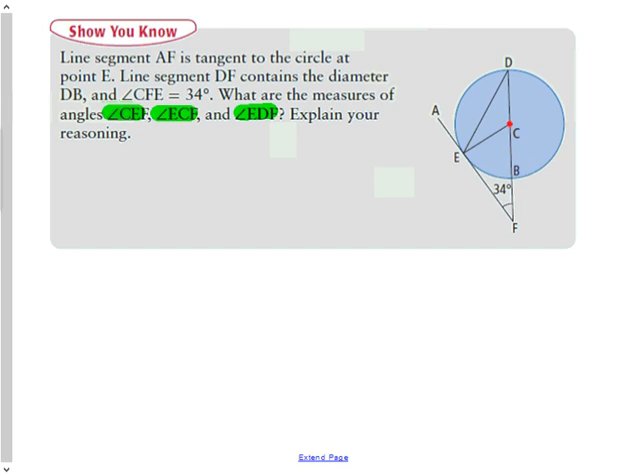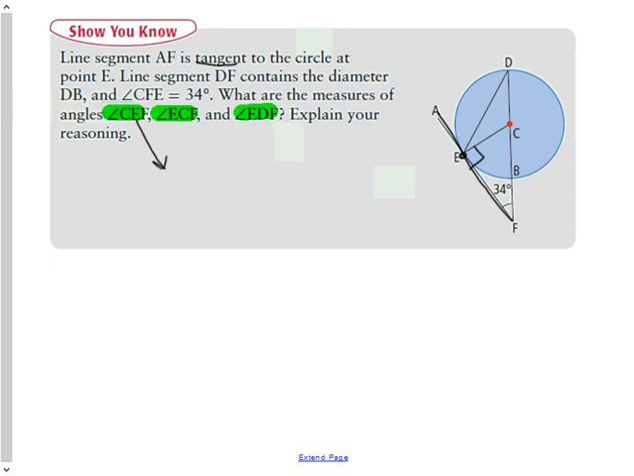Okay, so you've tried it. Now let's see how well you did. So the first thing it says is line segment AF. So this line right here, it defines it as being tangent to the circle. Because it's tangent, that means it touches right here at point E at 90 degrees. So the first thing I'm going to do is put in 90 degrees, and that answers the first question.